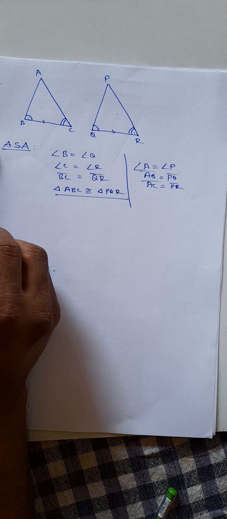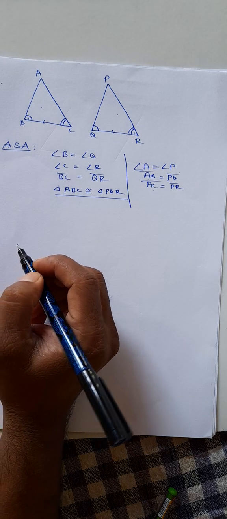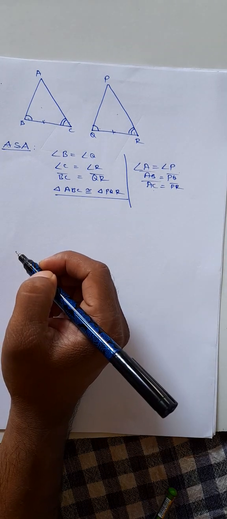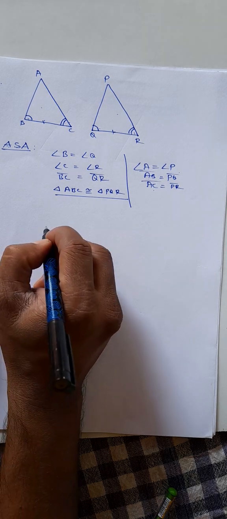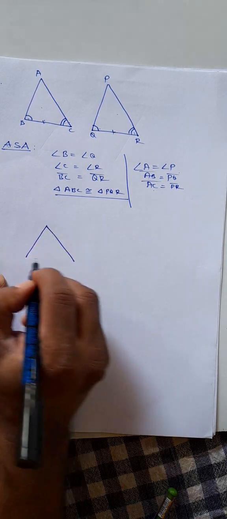Now let us discuss the fourth criteria here. The fourth criteria is, suppose these two triangles are given.